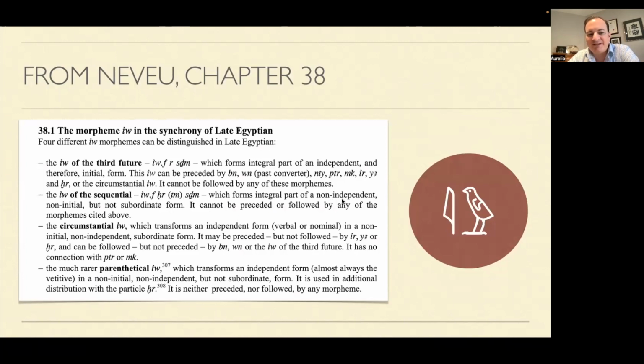This one is non-independent. It's not sentence initial, but it's not subordinate in the sense of saying because something happened or while something happened, like the circumstantial, which is subordinate if you think about it logically. It's telling you something in addition to the main action. I have to be honest, I find these distinctions kind of arbitrary. Not arbitrary, but I'm guessing for an Egyptian, it would just have been iw.f or f in all of them.